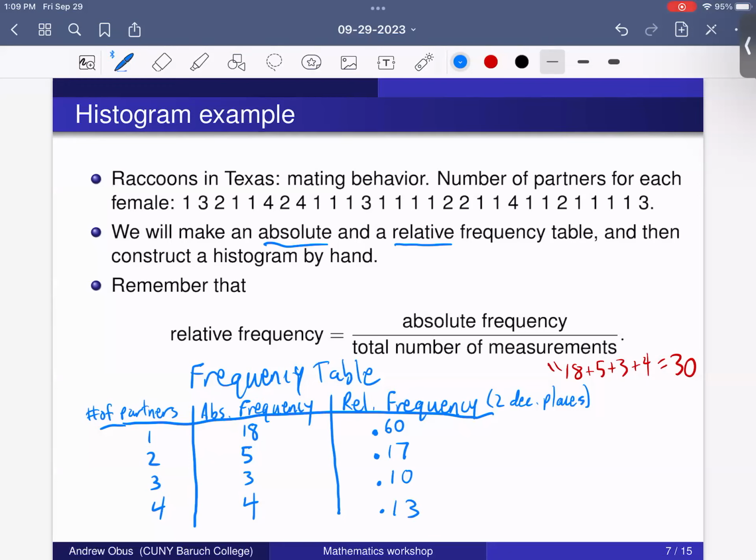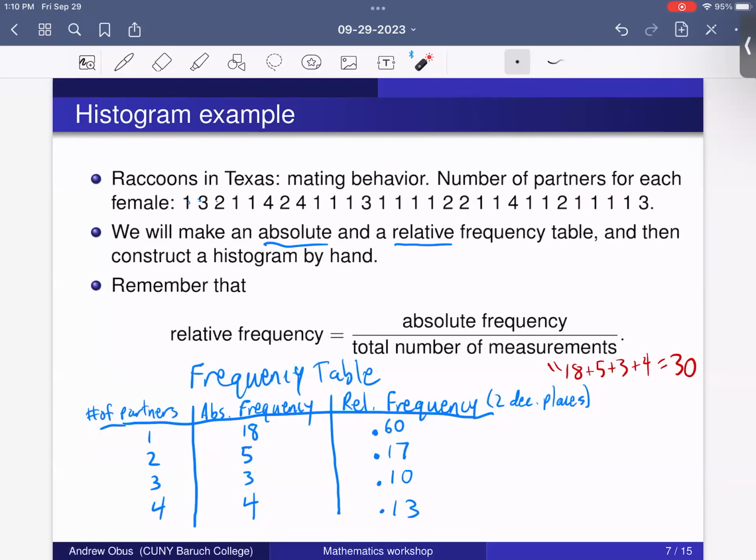Okay, the measurement is 29. Did I make a mistake? Let me count again. 1, 2, 3, 4, 5, 6, 7, 8, 9, 10, 11, 12, 13, 14, 15, 16, 17, 18, 19. You're right, 29. So I must have counted the ones wrong. 1, 2, 3, 4, 5, 6, 7, 8, 9, 10, 11, 12, 13, 14, 16, 17, 18. Did I count the twos wrong? 1, 2, 3, 4, 5. Threes, 1, 2, 3.